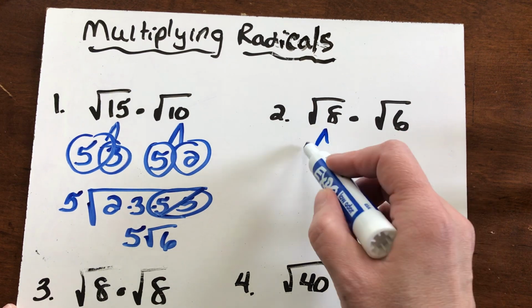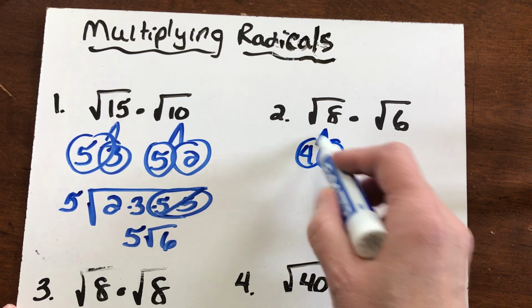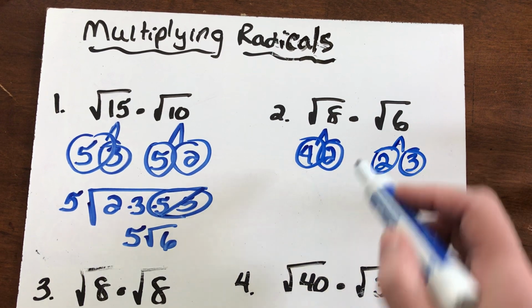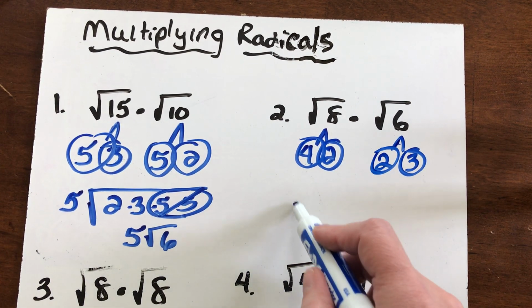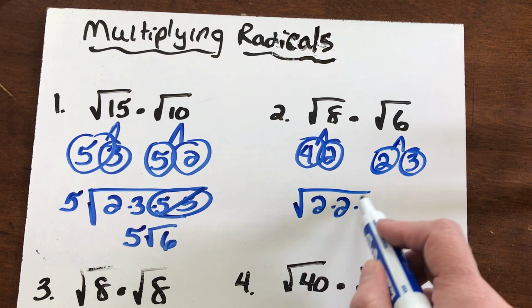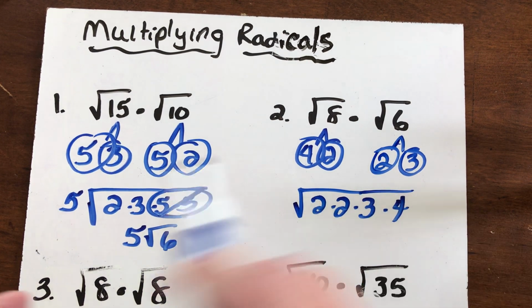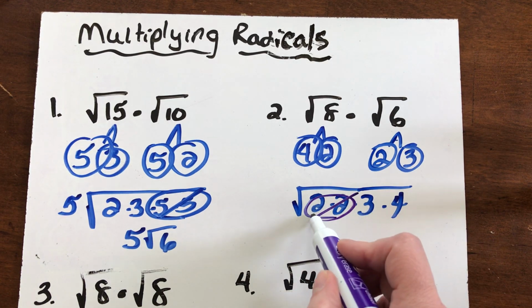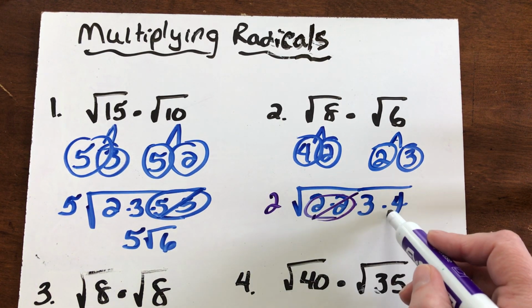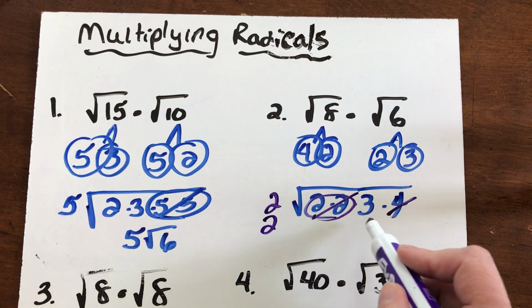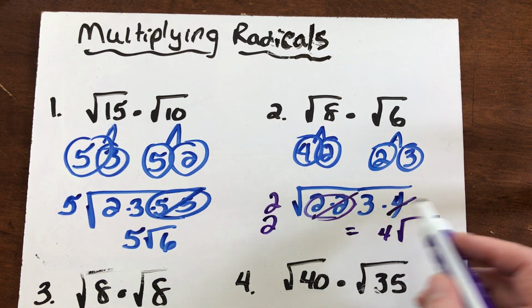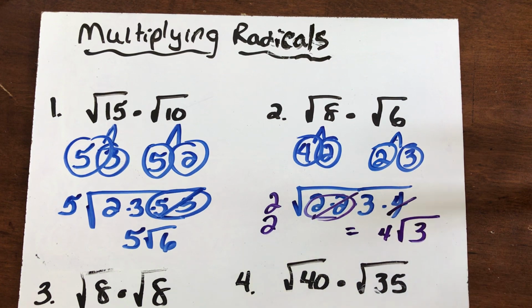All right, 8 times 6. Remember, use perfects. That's 4 and 2, and my 6 is 2 and 3. You go down to primes and perfects. So I have 2 times 3 times 4. Now, any pair is a perfect. So I pull out 2 times 2 is 4. Square root of 4 is 2. Pull out the square root of 4, which is 2. And whatever you have on the outside, you multiply together. So 2 times 2 is 4. And I'm left with just the 3 on the inside.